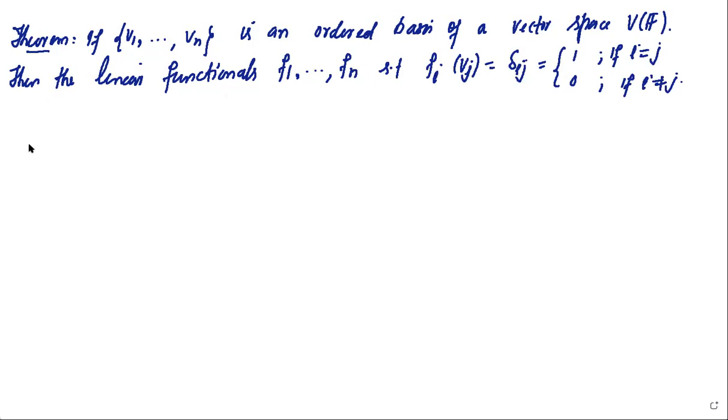Then the linear functionals form a basis of the dual of V, that is V star. And we had done the proof in the previous lecture, but in this lecture, we will take examples where we will evaluate the dual basis once we are given a basis. So let's take example number 1.